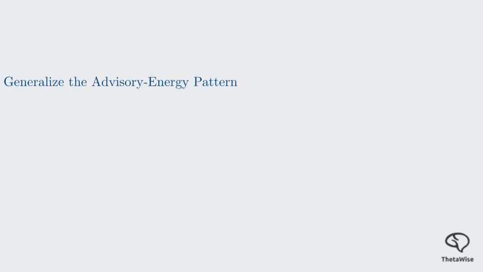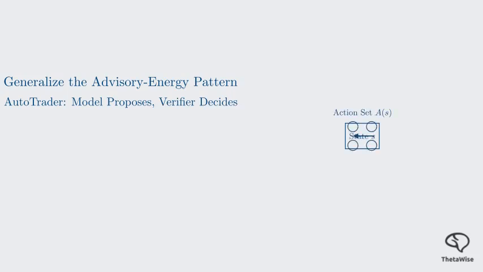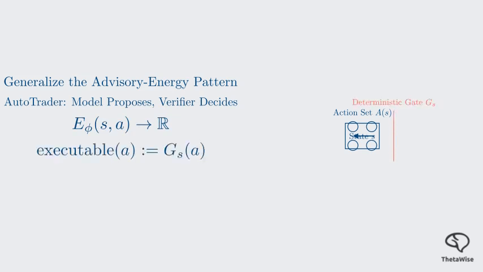Interestingly, the Zeno-Energy pattern isn't just for settlement. It can also be transferred to systems like AutoTrader. If we represent AutoTrader decisions as finite candidate plans, we can use the same model-proposes, verifier-decides logic. Let's show a trading state S mapping to a candidate action set A of S. An advisory scorer can rank these trading strategies based on their utility, while the execution rule remains a deterministic gate that checks for risk, authorization, and budget.